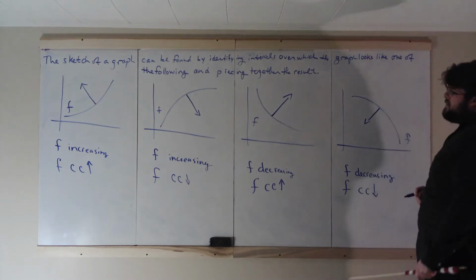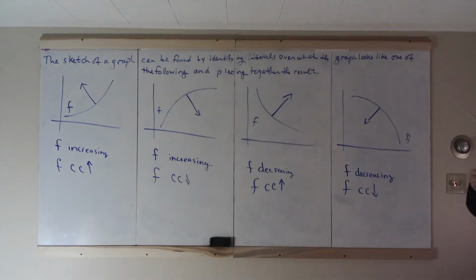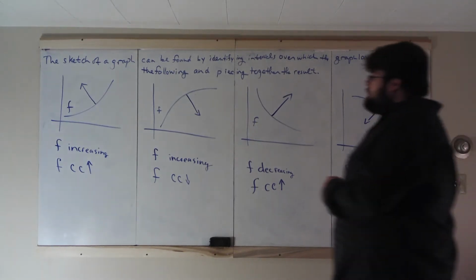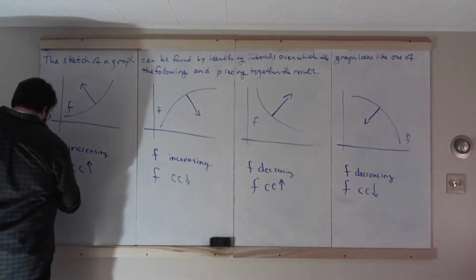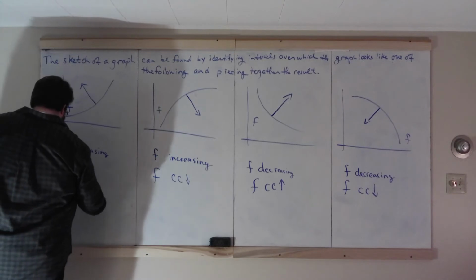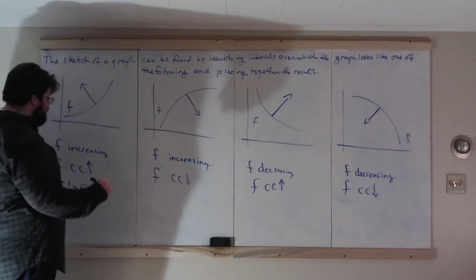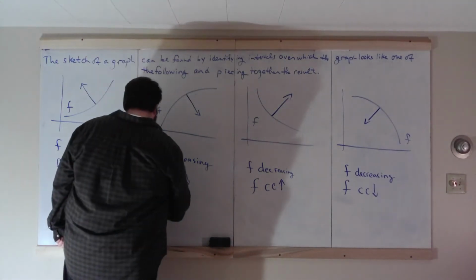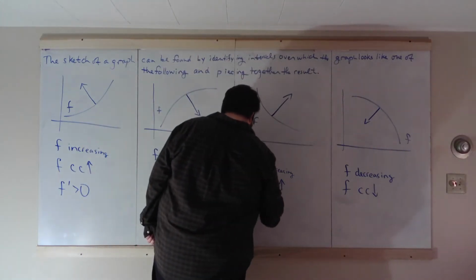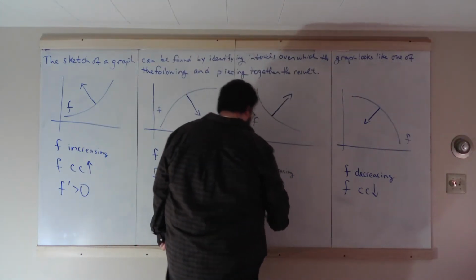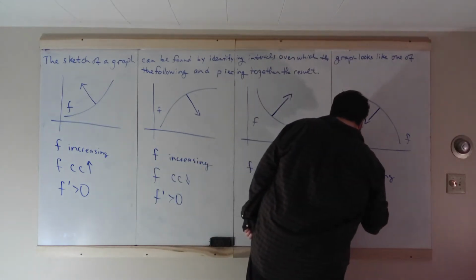So we have F is increasing, increasing, decreasing, decreasing, concave up, concave down, concave up, concave down, with these 4 drawings. How can we interpret that using derivatives? Well, we use our previous theorems. If F prime is positive, then F is increasing. F prime positive. Decreasing, we have F prime negative.